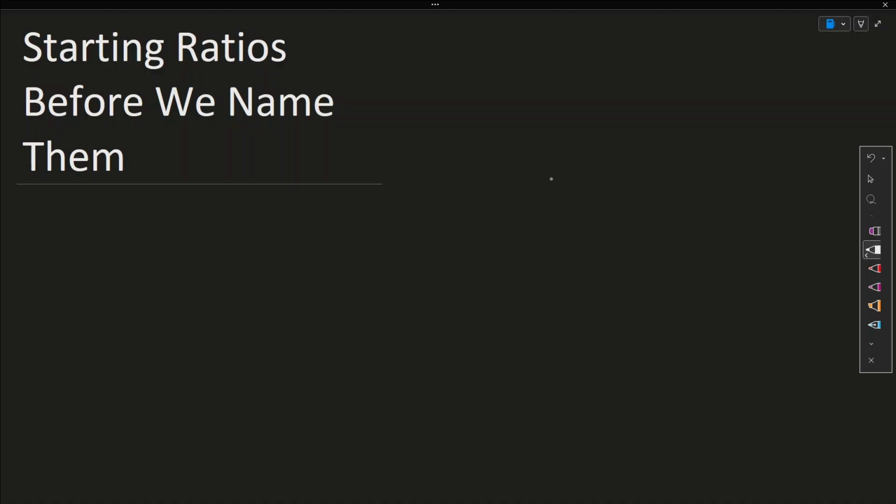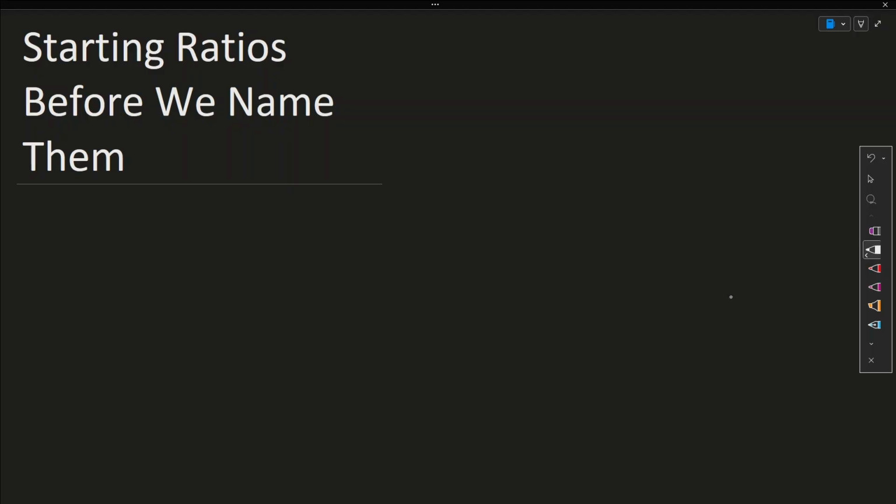Ratios can feel very symbolic once we start writing them with numbers, but the idea behind ratios is something students often understand informally first. They might think about recipes, paint colors, juice mixes, trail mix, lemonade, or how much of one ingredient goes with another. So before we define the word ratio, let's begin with the situation.